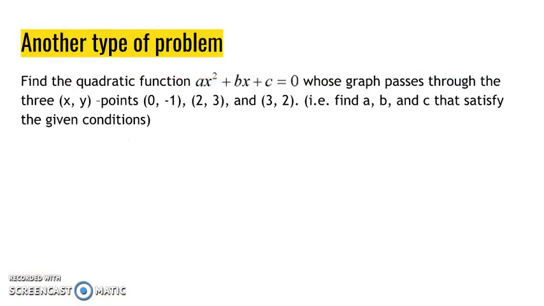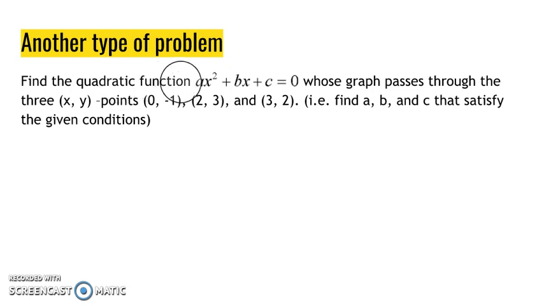The question says, find the quadratic function ax squared plus bx plus c equals 0 whose graph passes through three xy points: (0, -1), (2, 3), and (3, 2). Basically what they're saying is find a, b, and c that satisfy my given conditions.